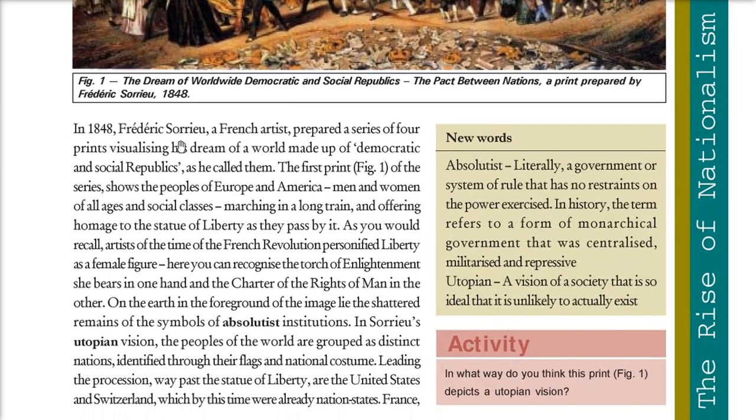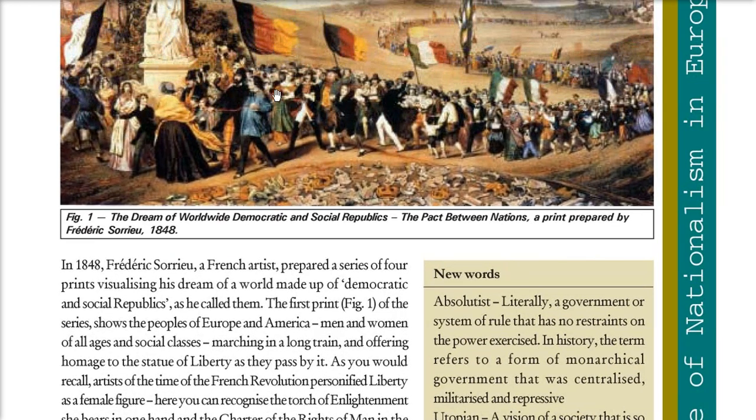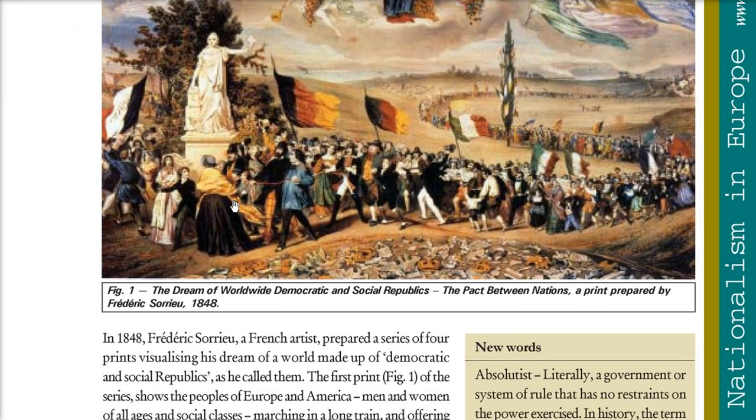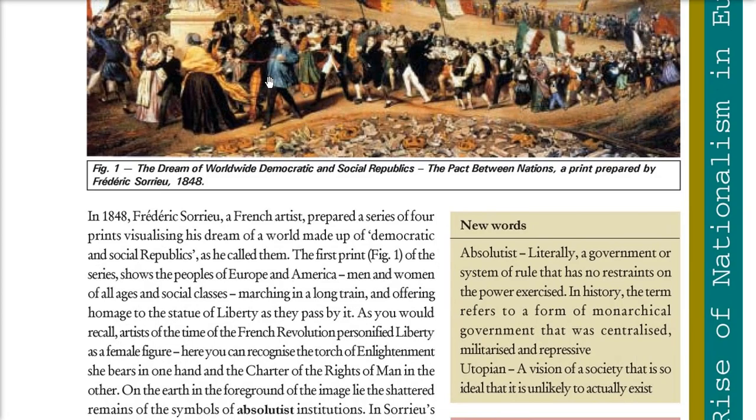So in 1848, as we just suggested, Sorrieu was a French artist. He prepared a series of four print visuals, and that was his dream for democratic and social republics. This is the first picture, and this shows people of Europe and America, men and women of all ages and all social classes. They are marching in a long train, and they are offering homage to the Statue of Liberty as they are passing by.